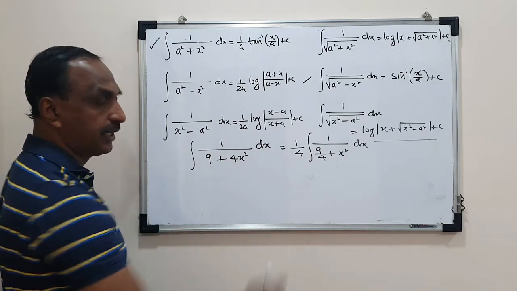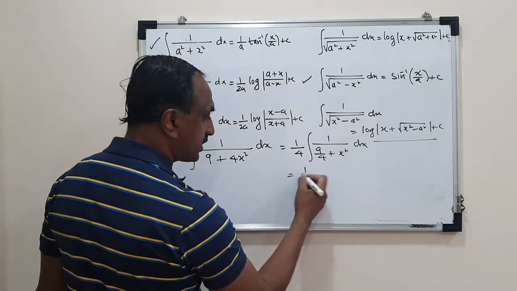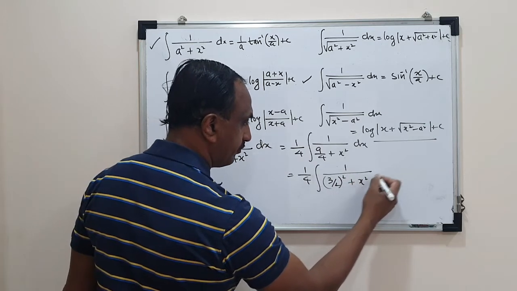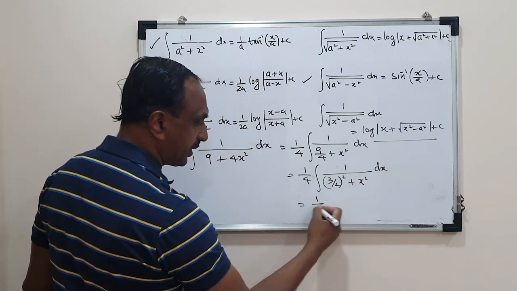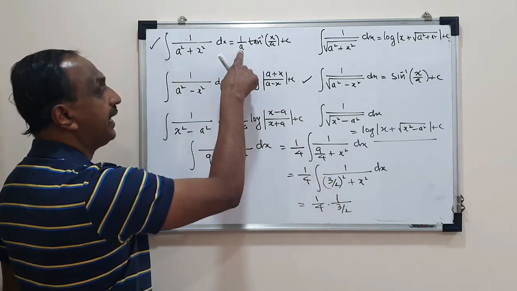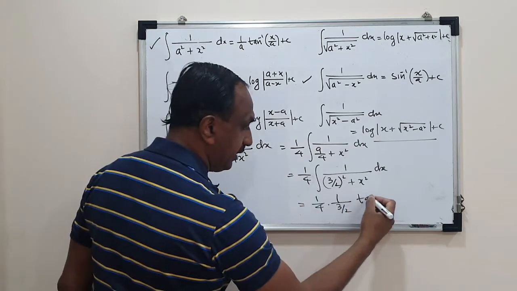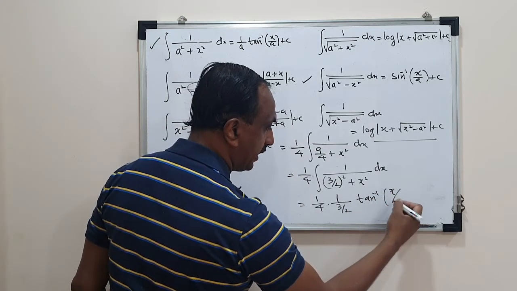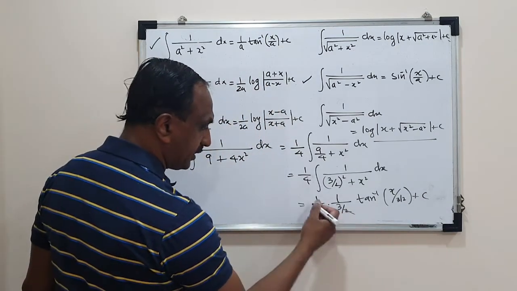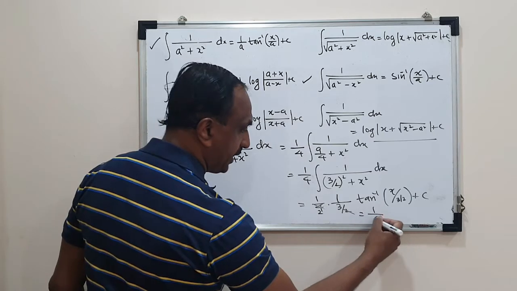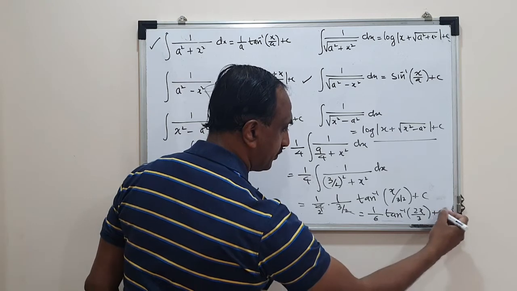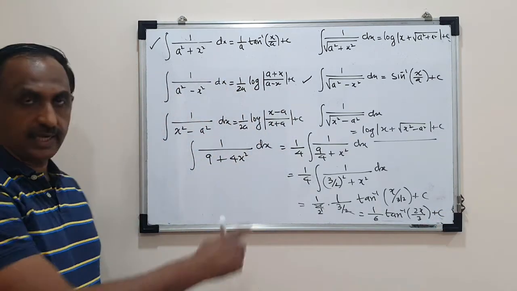When you take a 4 common, 9 becomes 9 by 4. Now I can write this as 1 by 4 integral 1 by 3 by 2 the whole square plus x square. Now my answer became 1 by 4, 1 by a, 1 by a is 3 by 2, tan inverse x by a, that becomes 3 by 2. So this 2 and this will get cancelled. So 1 by 6 tan inverse 2x by 3 plus c. This is one method of doing this. It's a little lengthy method.